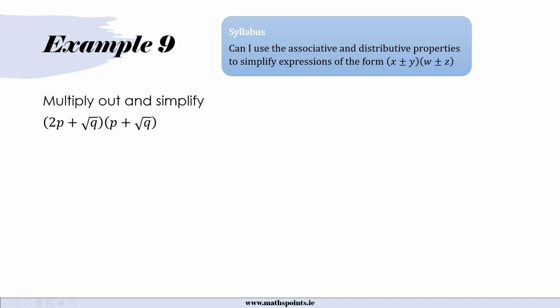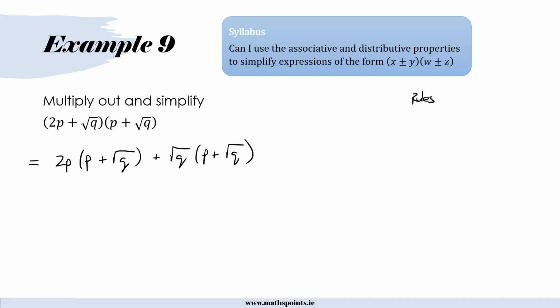So example 9, this is an example where we have surds. And so we're going to do a small bit of revision of surds and see what we remember. The process is the same. We're going to split the first bracket. We have 2p on p plus root q. And then we have plus root q on p plus root q.